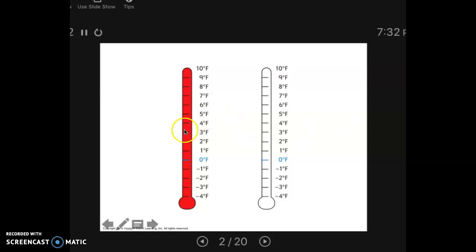The thermometer on the left shows the temperature at 10 degrees above 0, and that's the part that's shaded in red. The thermometer on the right shows the temperature is now -4 degrees Fahrenheit. Again, the part down here is shaded in the red.